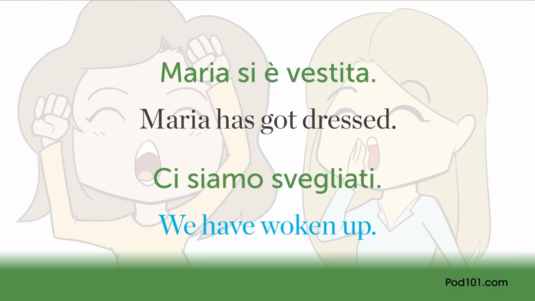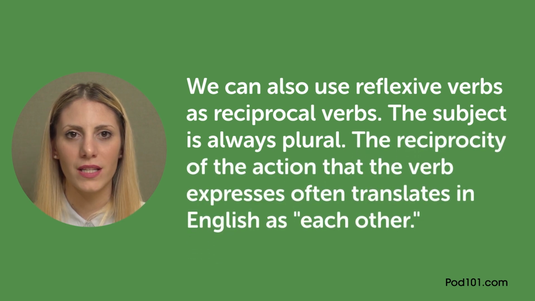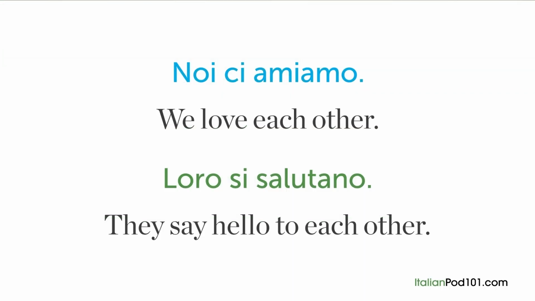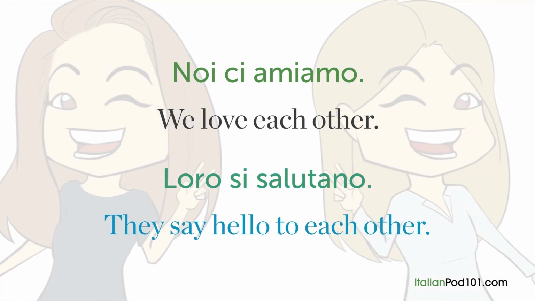We can also use reflexive verbs as reciprocal verbs. The subject is always plural. The reciprocity of the action that the verb expresses often translates in English as each other. For example, noi ci amiamo. We love each other. Loro si salutano. They say hello to each other.